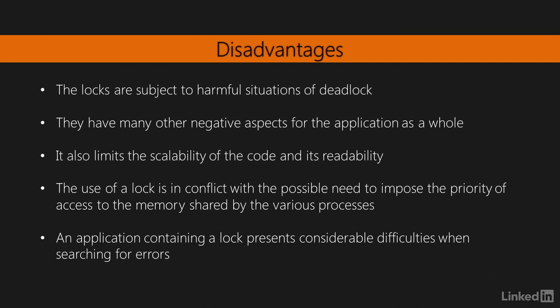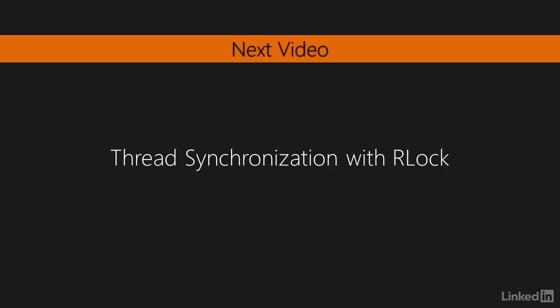Finally, from a practical point of view, an application containing a lock presents considerable difficulties when searching for errors or debugging. In conclusion, it would be appropriate to use alternative methods to ensure synchronized access to shared memory and avoid race conditions. So in this video, we saw thread synchronization with lock. In the next video, we'll go through thread synchronization with rlock.